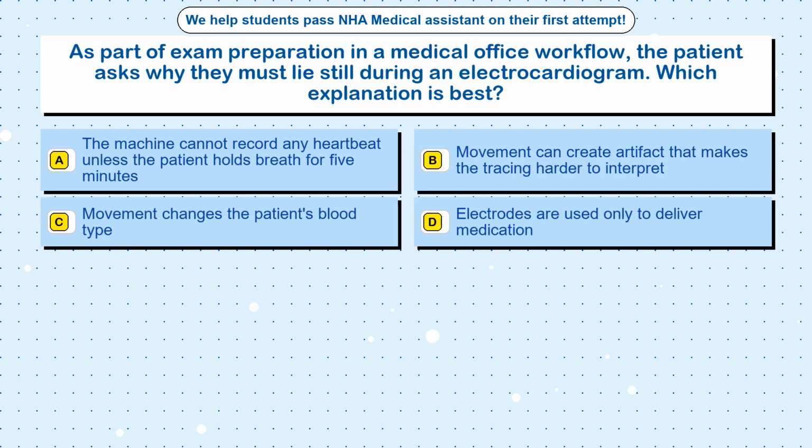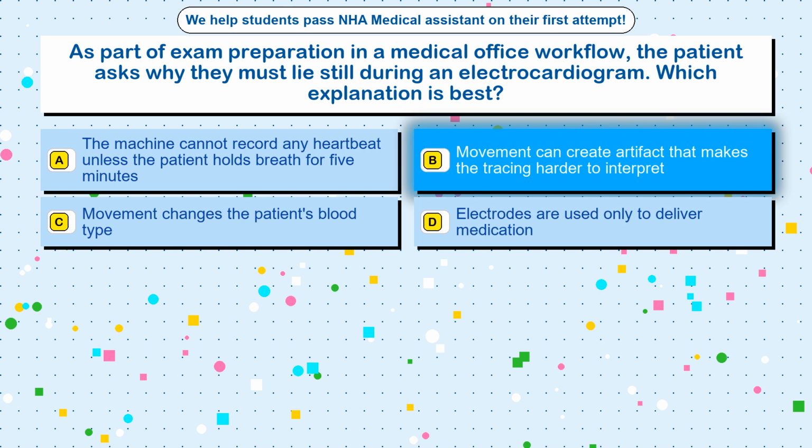Question 56. As part of exam preparation in a medical office workflow, the patient asks why they must lie still during an electrocardiogram. Which explanation is best? Option A. The machine cannot record any heartbeat unless the patient holds breath for 5 minutes. Option B. Movement can create artifact that makes the tracing harder to interpret. Option C. Movement changes the patient's blood type. Option D. Electrodes are used only to deliver medication. The correct answer is option B. Movement can create artifact that makes the tracing harder to interpret.